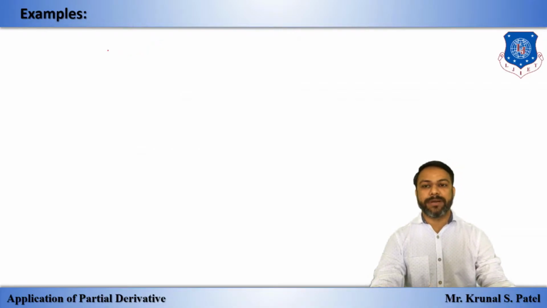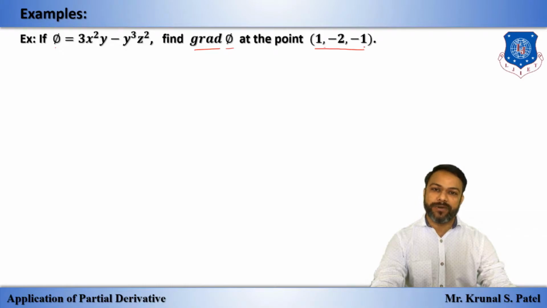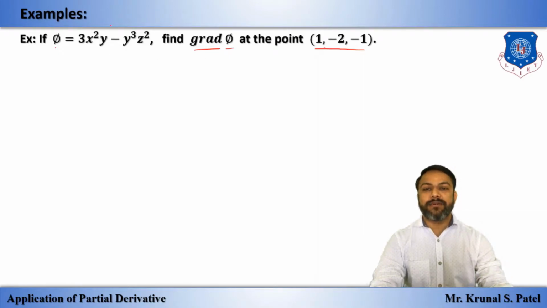First example: if phi is equal to 3x square y minus y cube z square, then find grad phi at the point (1, -2, -1). That means we have to find grad phi at this point. So first we will find grad phi, and then we will put in the values of x, y and z. So start with the solution.